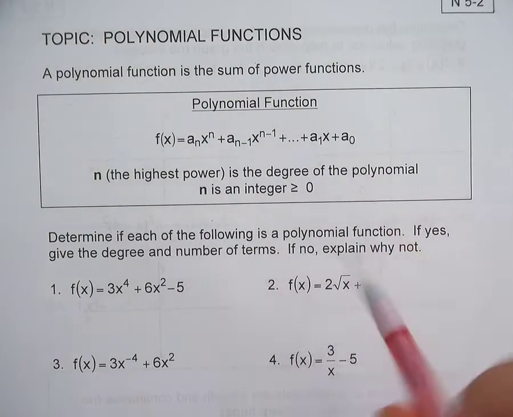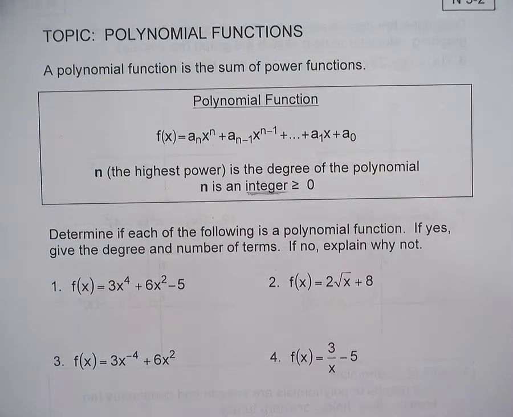And n has to be an integer. Now this is the important one. An integer bigger than 0. Alright? That means it's got to be a whole number bigger than 0.